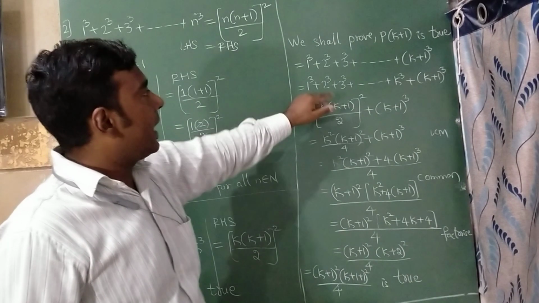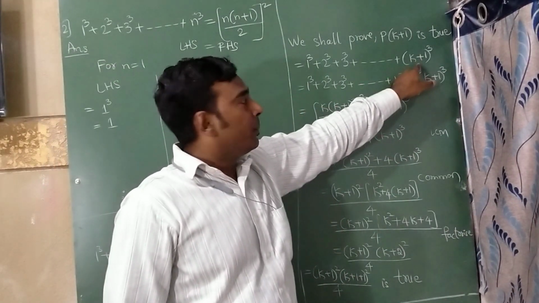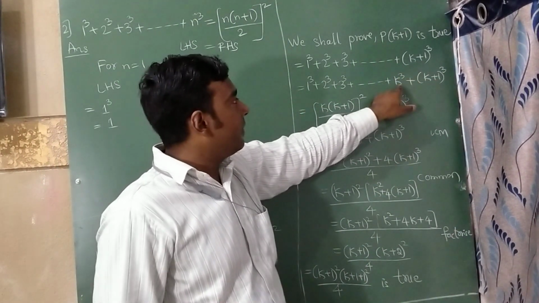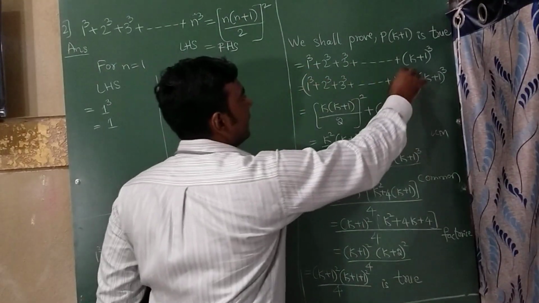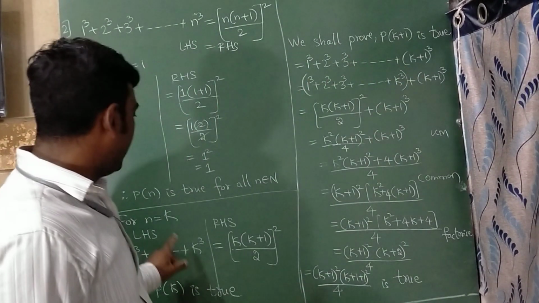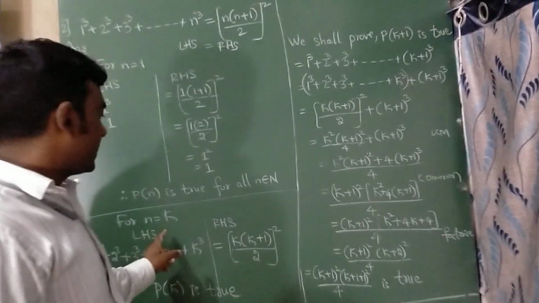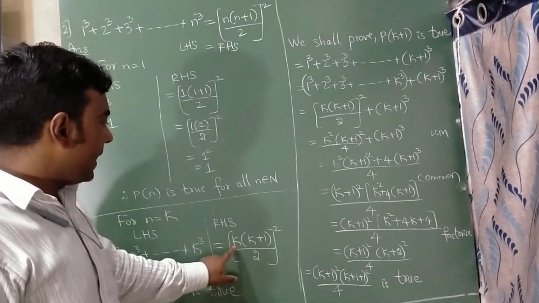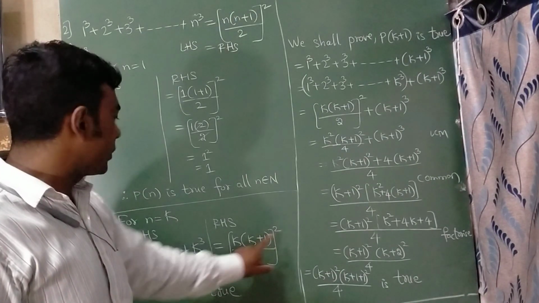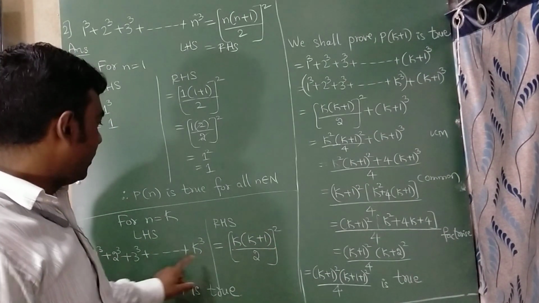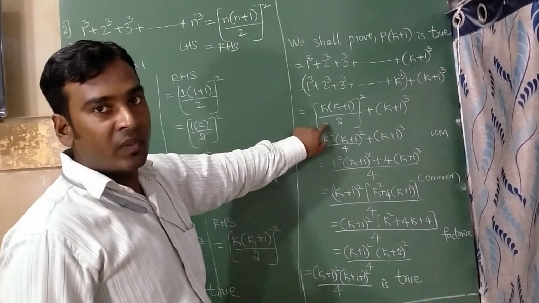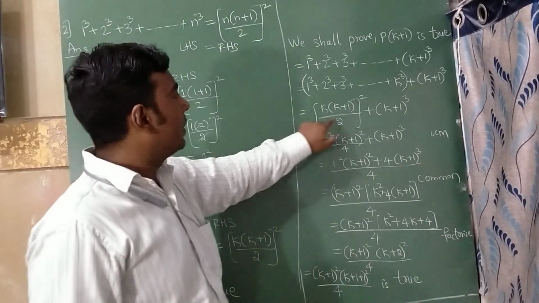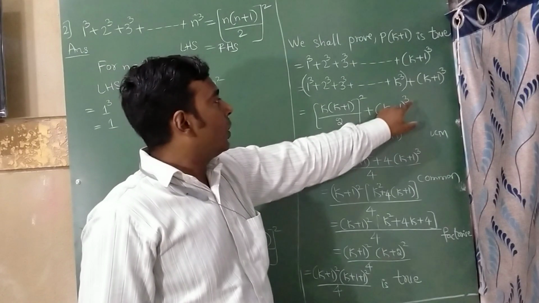In the second line, what I have done is, before this k plus 1, I will get k cube. But from here till here, I have already proved in the second condition, that it is k into k plus 1 divided by 2 whole square. You can see here, 1 cube till k cube is this much. So this I am going to write here. This is very important. Plus k plus 1 whole cube.